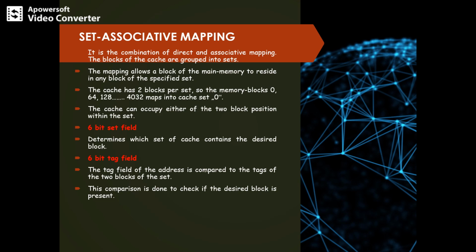So in the case of set associative mapping, we can use 6 bits to specify the set field, which determines which set of the cache contains the desired block, followed by a 6-bit tag field. The tag field of the address is compared to the tag fields of the 2 different blocks in the set. The comparison is done to check if the desired block is present or not.